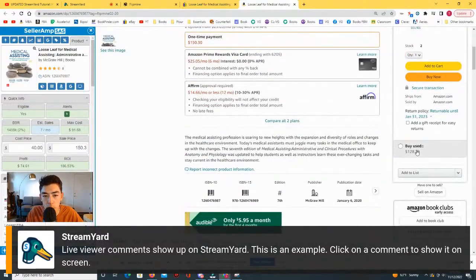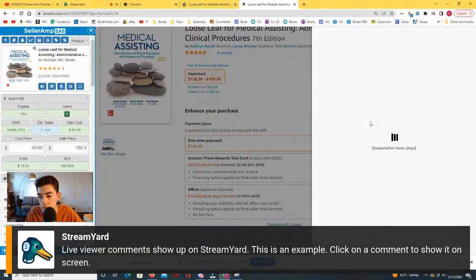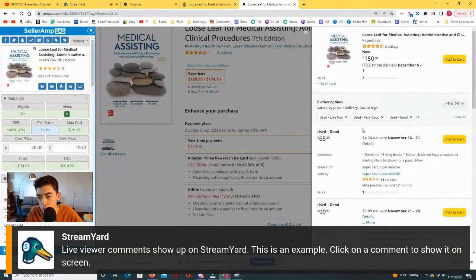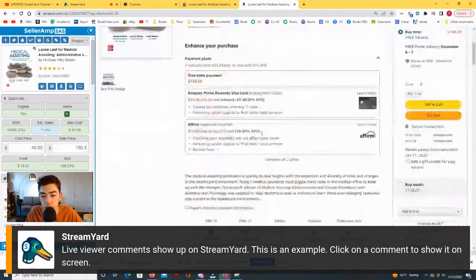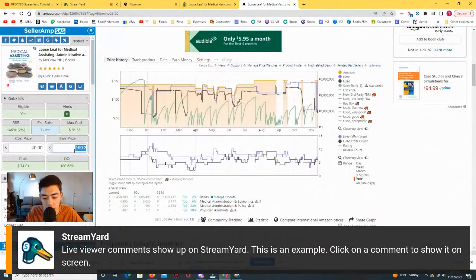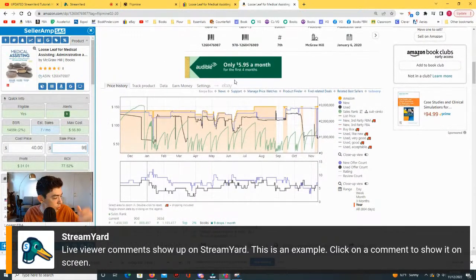And you can actually see the used buy box is 128. So let's actually see. Yeah, there's one copy at 65 and then it goes up to 99. So let's say you bought this for $50 and let's say you just sold this for $99, like this would give you a $31 profit. And so that's definitely a book that I would be interested in, but I would also probably want to check to make sure that certain things are in order. Like I would obviously want to make sure that I'm eligible to sell it.